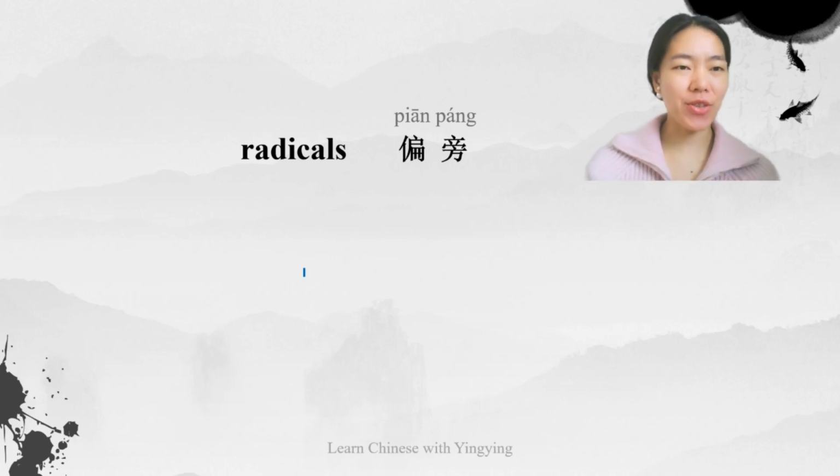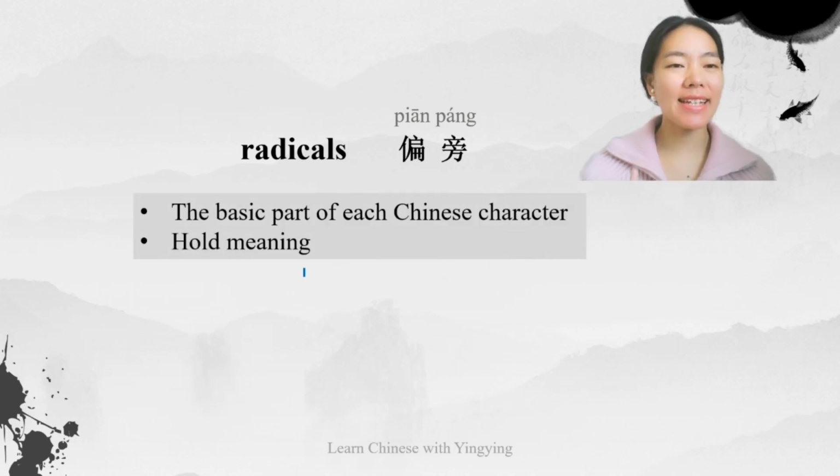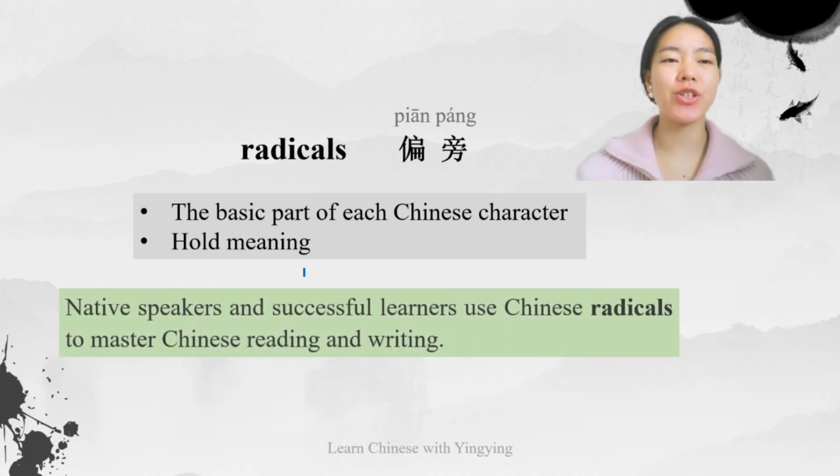Learn Chinese characters with pictures and stories. In this lesson, we are going to learn a super important tip to master Chinese characters. That is radicals. Actually, a radical is the basic component of a Chinese character, and it itself holds information about the character. Normally, native speakers and successful learners use Chinese radicals to master Chinese reading and writing.